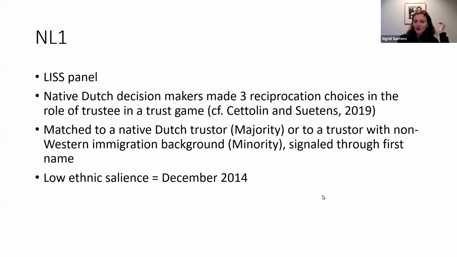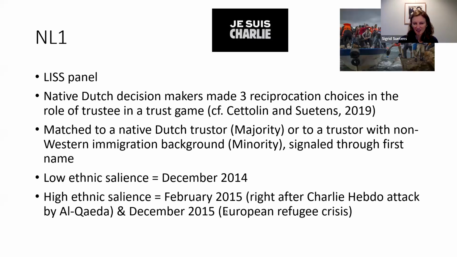Now, in terms of the level of ethnic salience, the timing of the waves: the very first wave of this experiment was run in December 2014. That's what we refer to as the low ethnic salience wave. Then there are actually two different high ethnic salience waves that we use in this paper. The first was conducted in February 2015, right after the Charlie Hebdo attack in Paris, an Al-Qaeda terrorist attack. The second high salience wave was run in December 2015, in the midst of the European refugee crisis. That is what defines the variation in ethnic salience: the difference in timing between these waves.